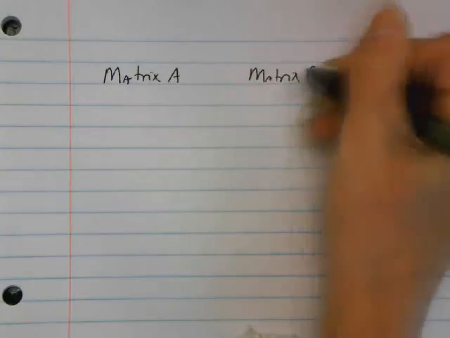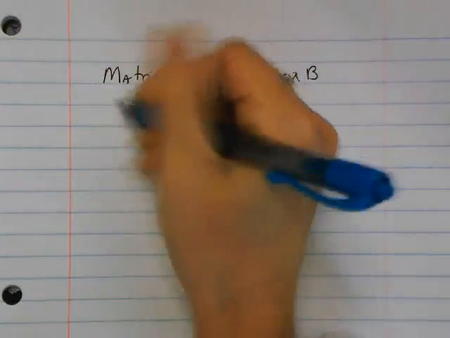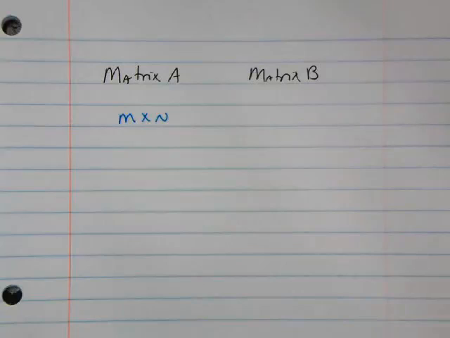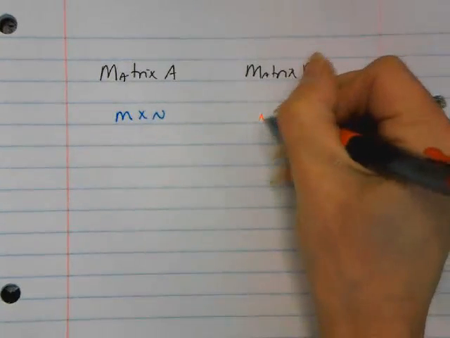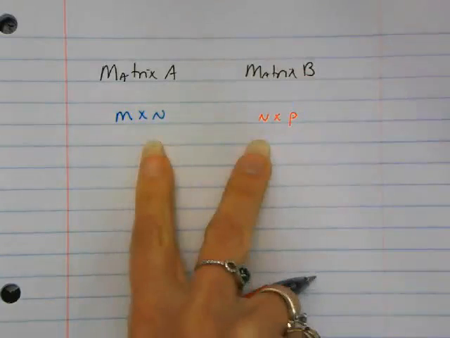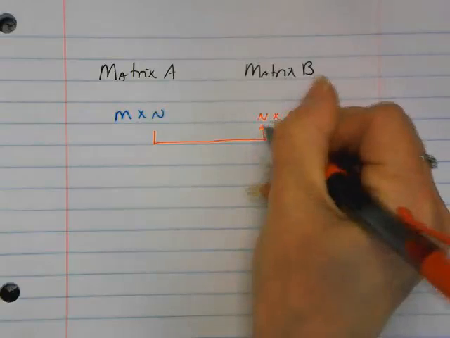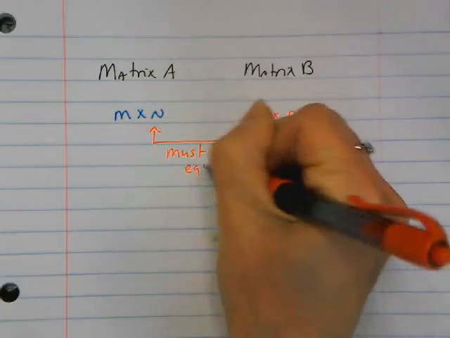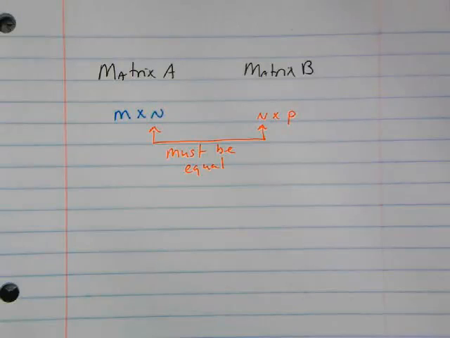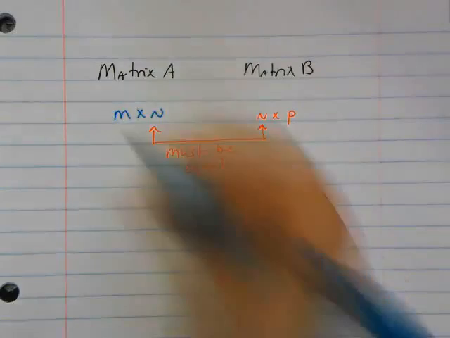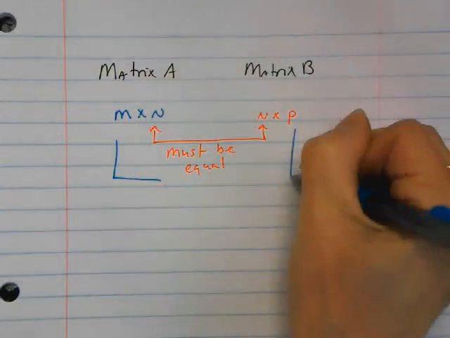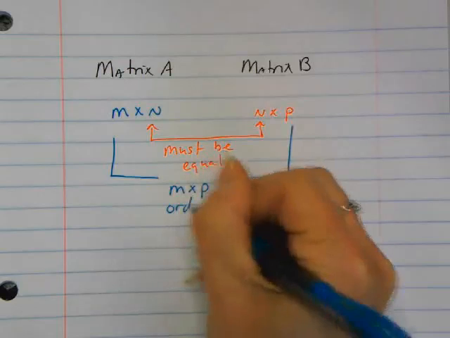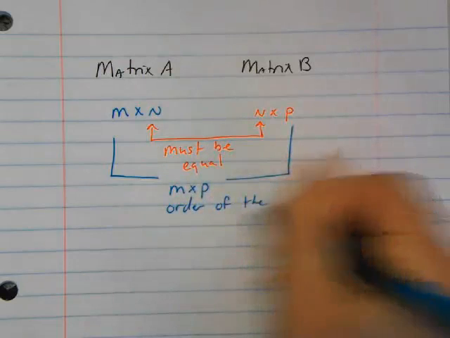So let's say matrix A is just an m by n. And matrix B is, let's say, an n by p. The first thing you must look at, these must be equal. If they are not, you can't multiply. And this m times p is the order of the new matrix.